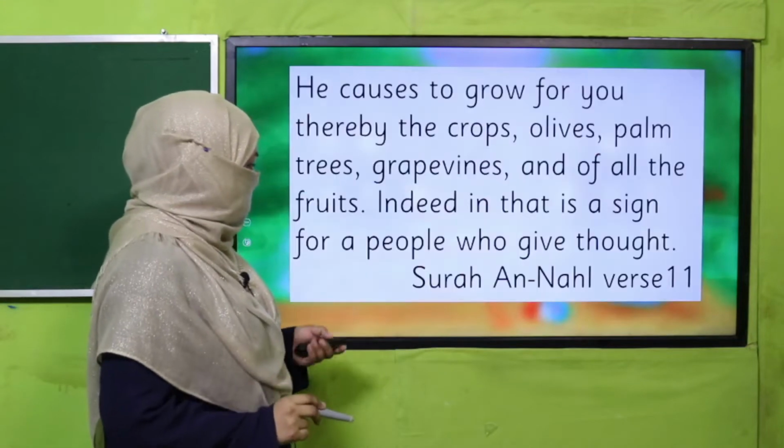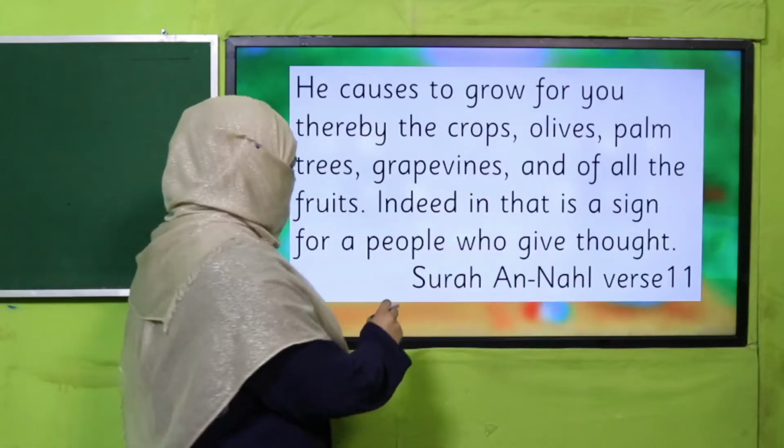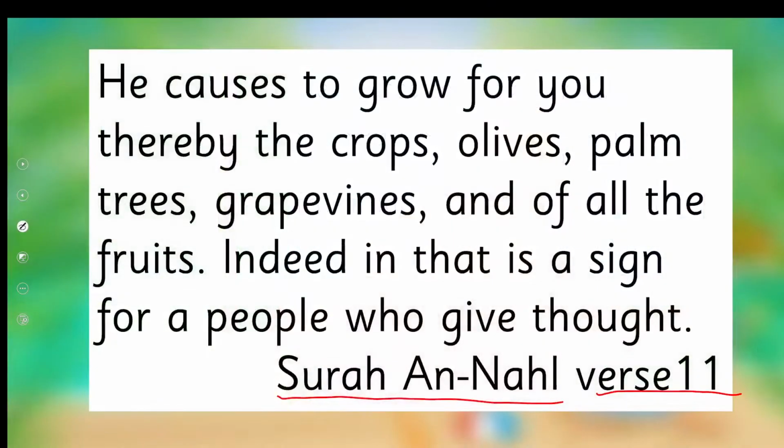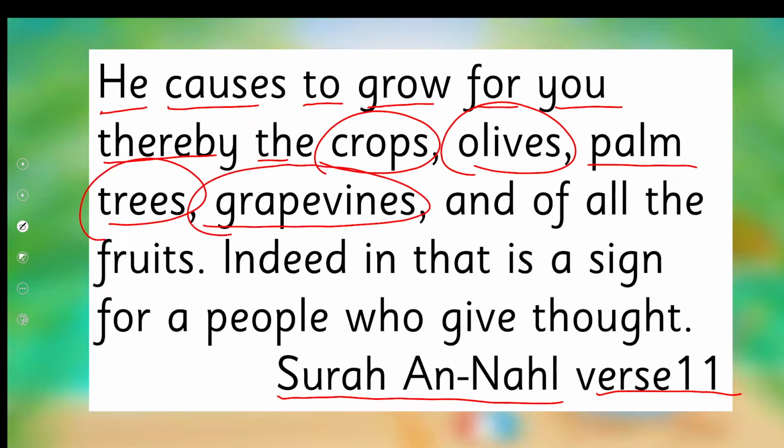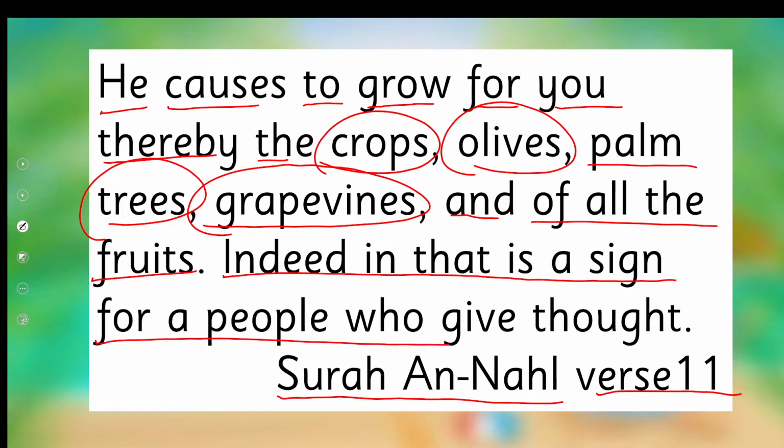Let's start with the name of Allah subhanahu wa ta'ala. Allah mentions in Quran Surah An-Nahl verse 11, He causes to grow for you thereby the crops, olives, palm trees, grapevines, and of all the fruits. Indeed, in that is a sign for a people who give thought.